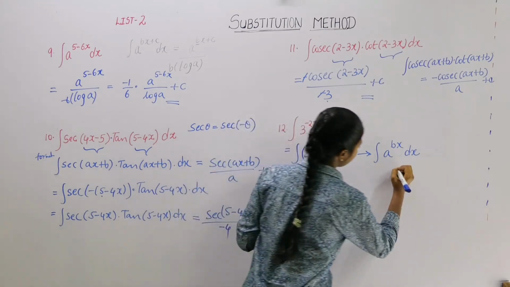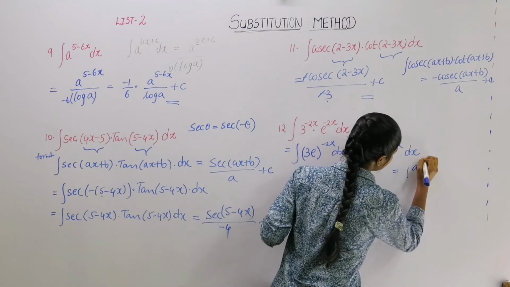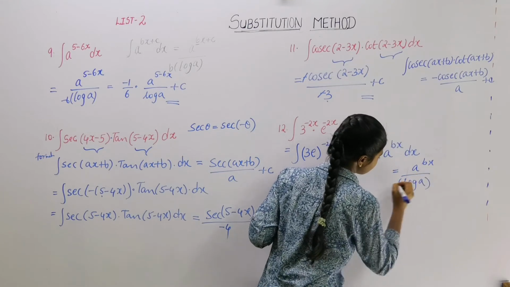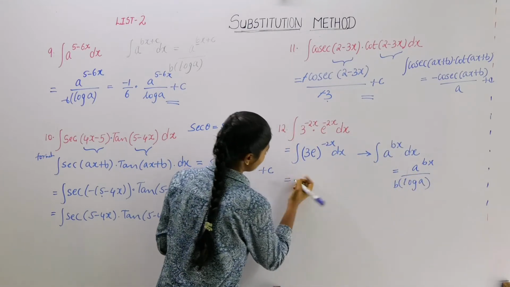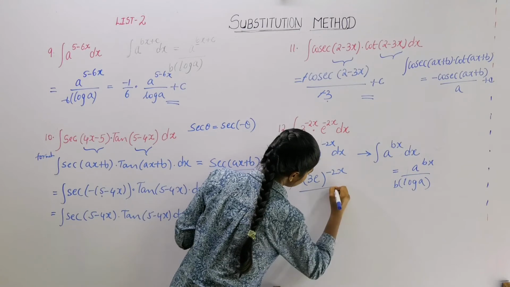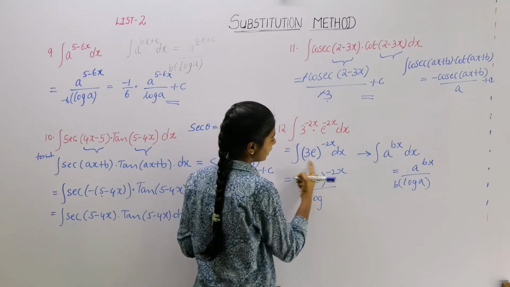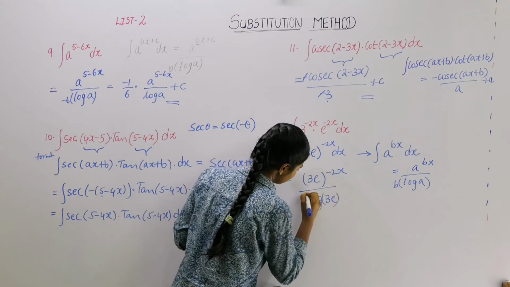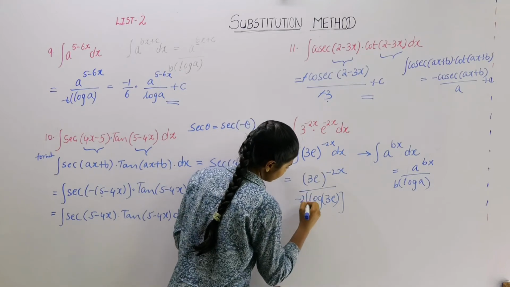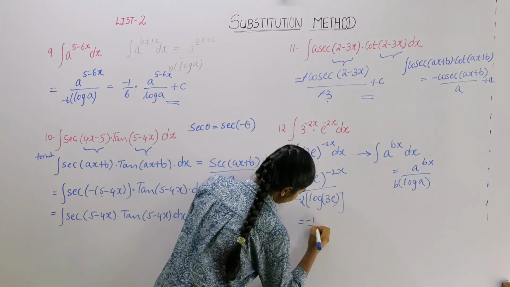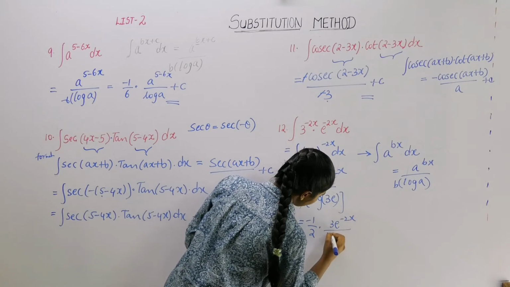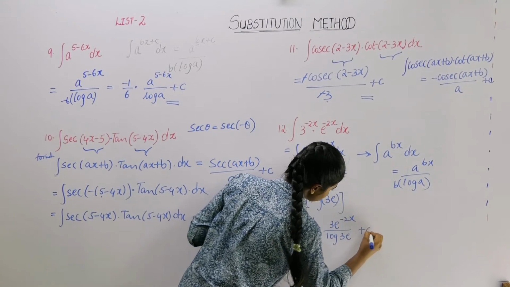Now we know the formula for this. It is a to the power of bx by log a and coefficient of x is b. Write it in the denominator place. Now when we substitute it here, we get 3e whole to the power of minus 2x by log, in the place of a we have 3e, log of 3e, and in the denominator we must write coefficient of x. It is minus 2. Finally we get minus 1 by 2 into 3e power minus 2x by log of 3e plus c. This is the final answer.